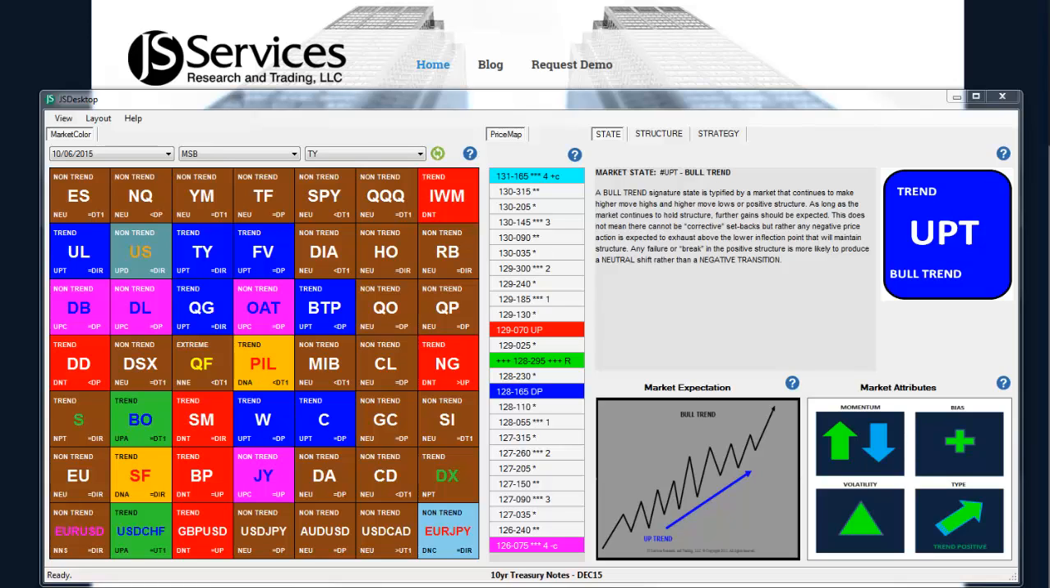Welcome to an overview of the JS Services desktop application. The desktop is a unique trading tool that supports most trading styles and methods. The analytics are not a subjective opinion or indicator that needs to be interpreted, but rather a presentation of objective technical facts that you need to be aware of to align your trading tactics.